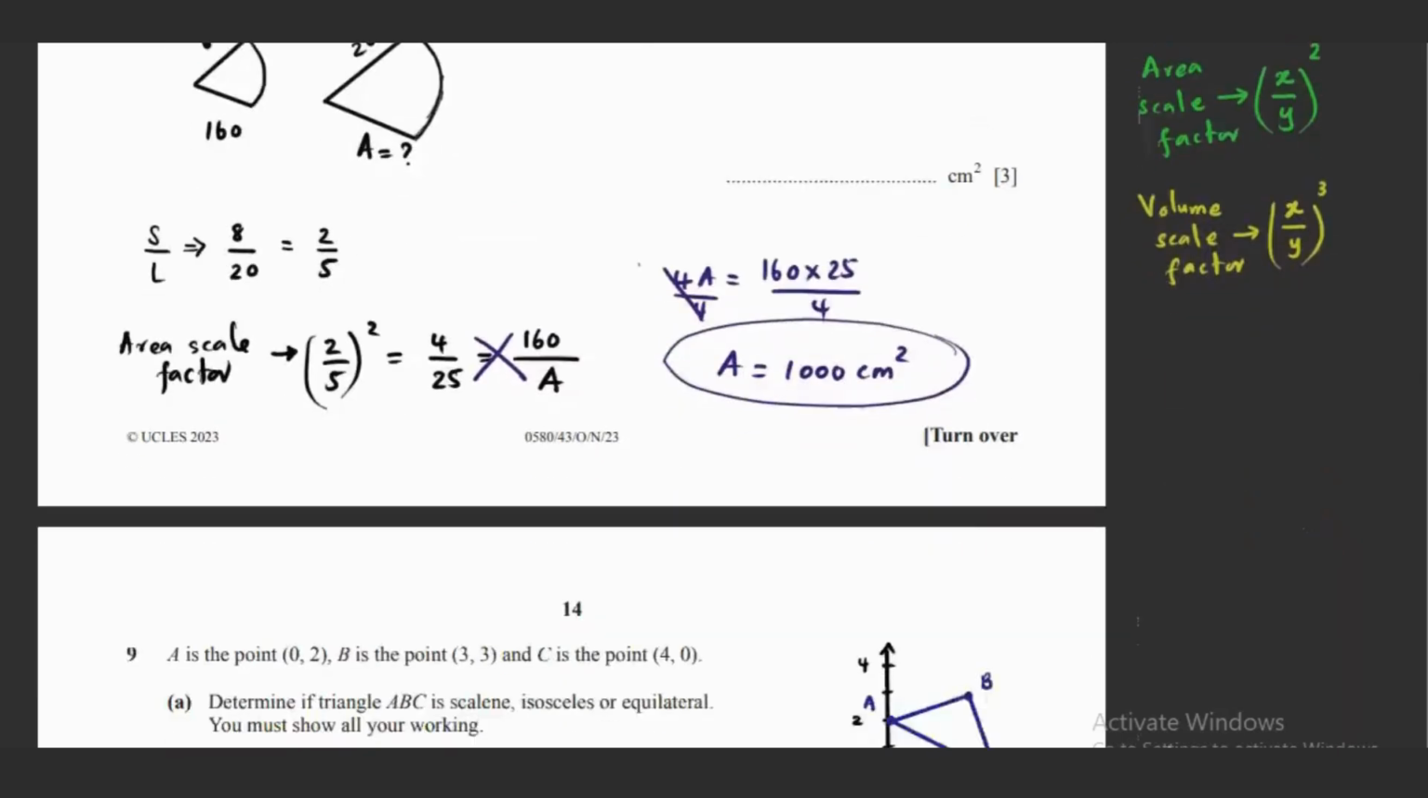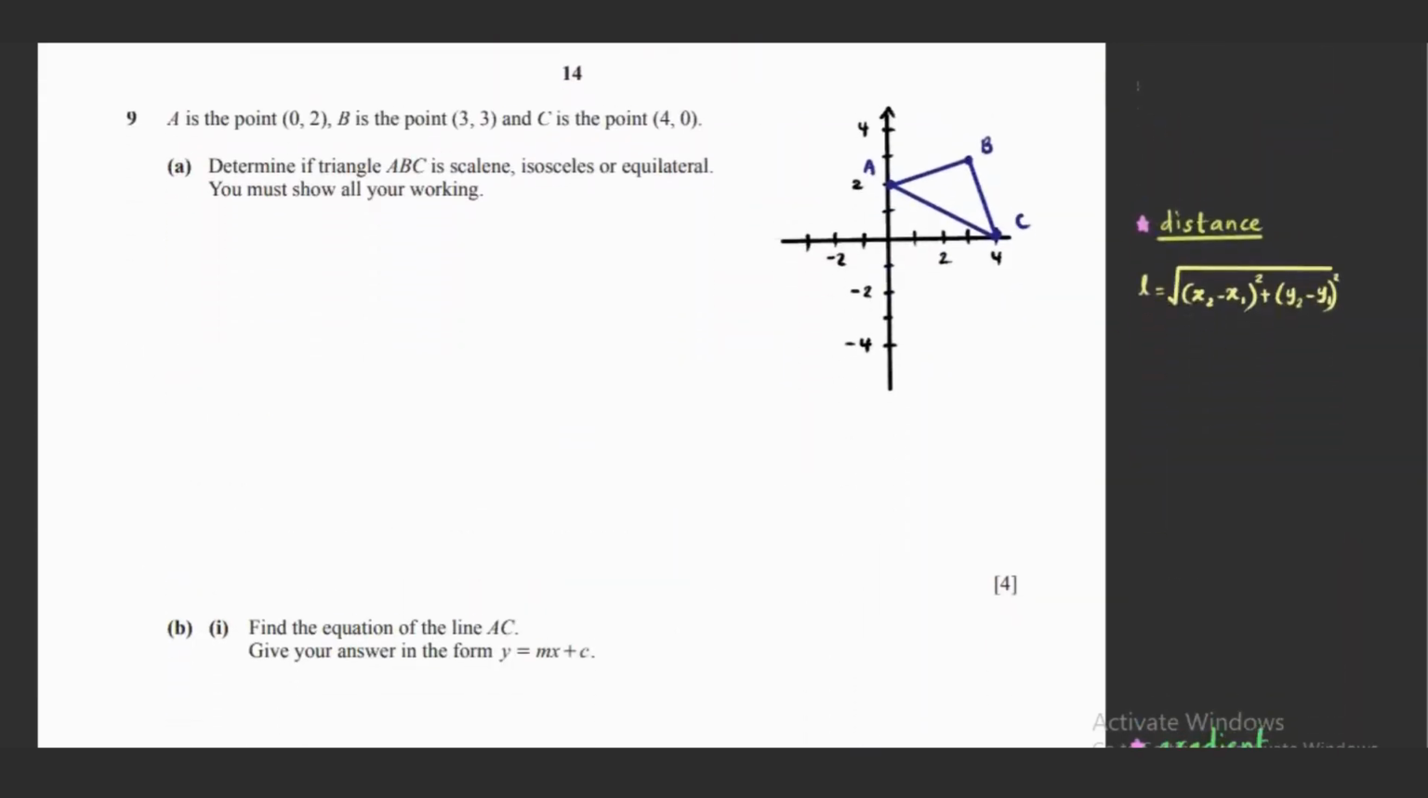Let's move on to the next question, which is question 9. In this question, there are 3 coordinate points given to us, and we need to check if the triangle formed by connecting these 3 coordinate points is scalene, isosceles, or equilateral, and we must show our workings. So I have marked these 3 coordinate points in a small grid that I drew on the side. It's best to draw something like that so that you can visualize how to work it out.